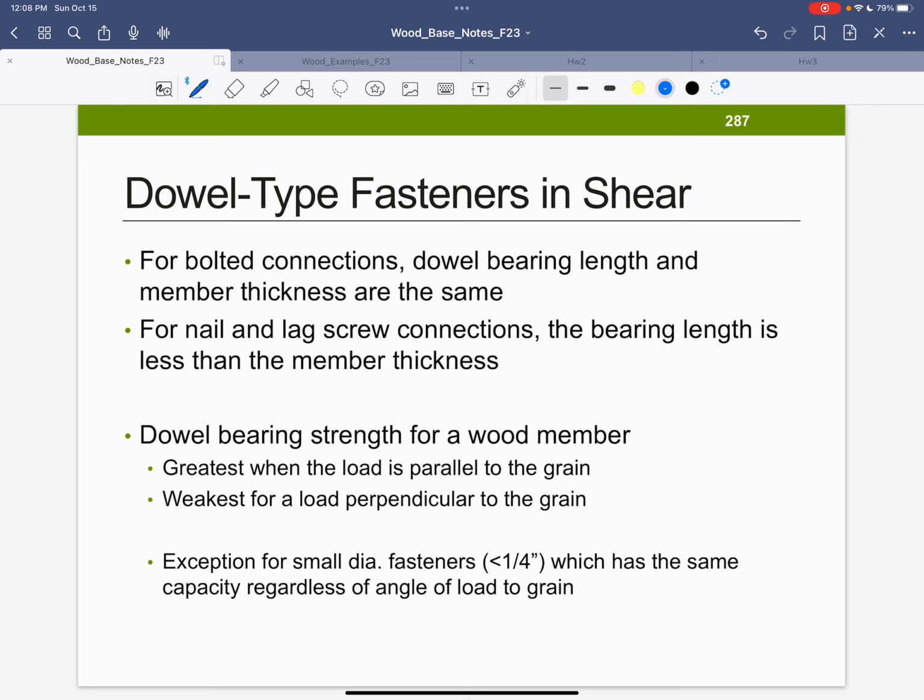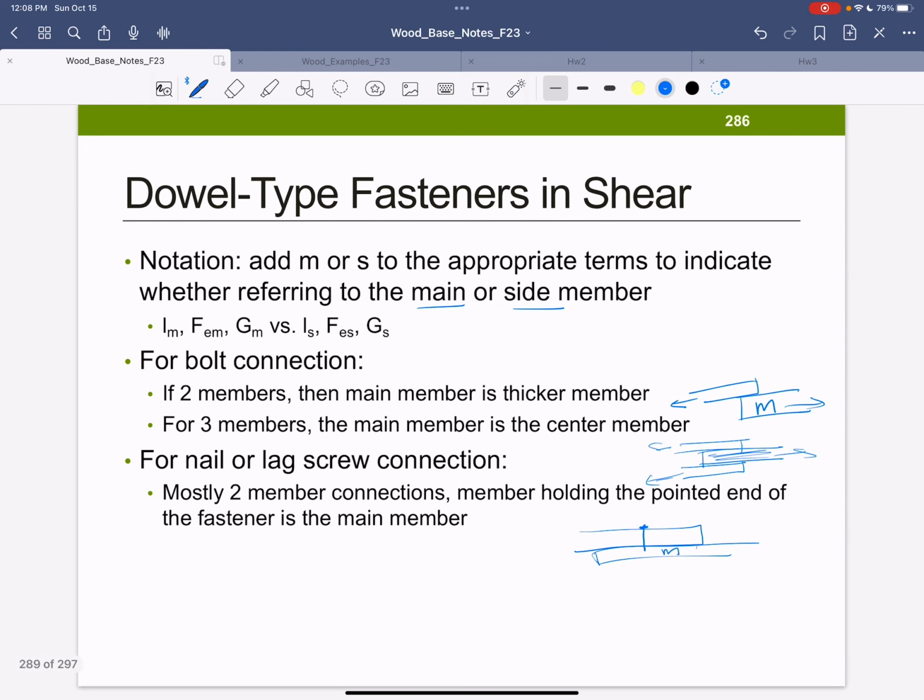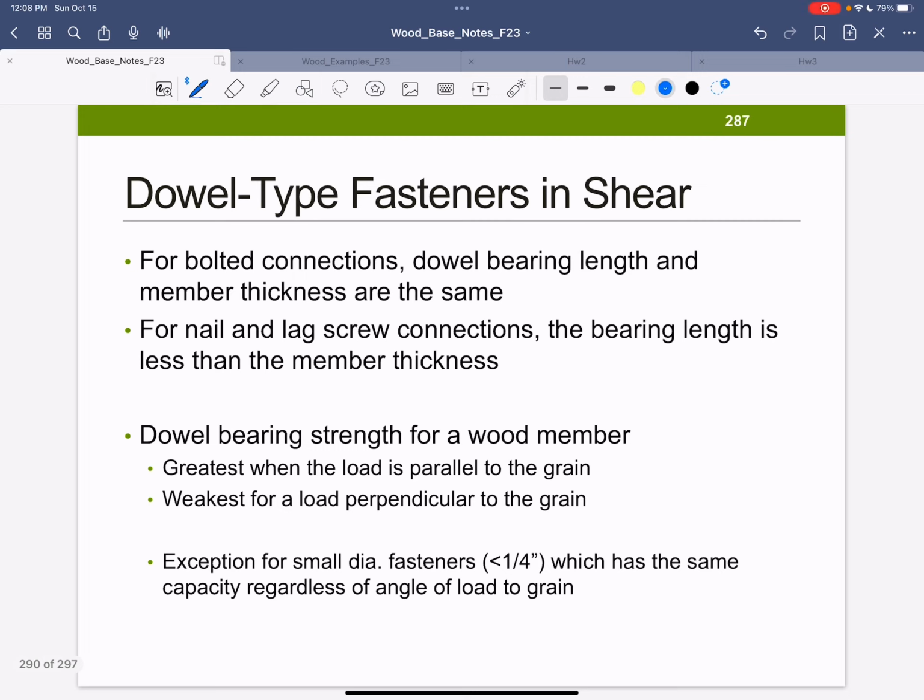For bolted connections, the thickness of the member and the dowel bearing length are the same, right? So over here, you can see it's only bearing where there's wood. There are parts of the thickness of the member where it's not bearing. Same with the screw. So it's less than the member thickness if it's a nail or a screw. Here's a bolt connection, with washers or what have you. Here's a nail or screw connection. So the bolt connection is the thickness. The nail or screw is the length of the screw that's in the member.